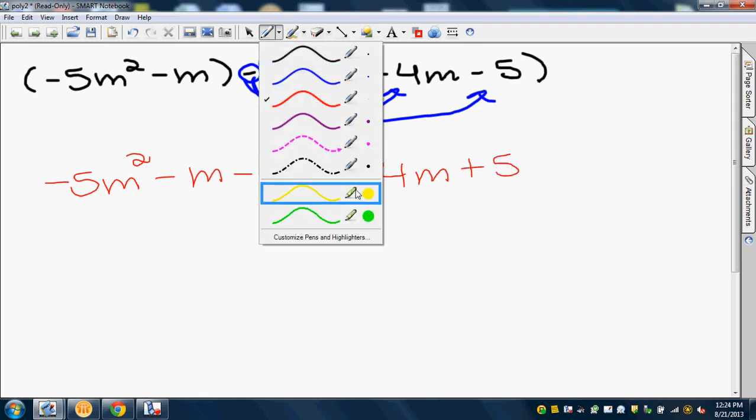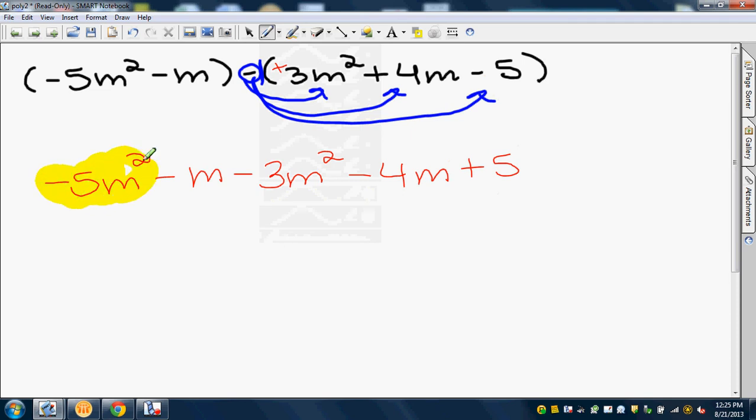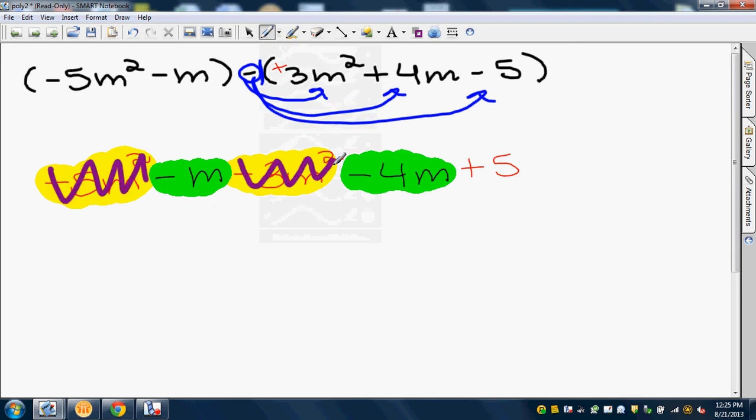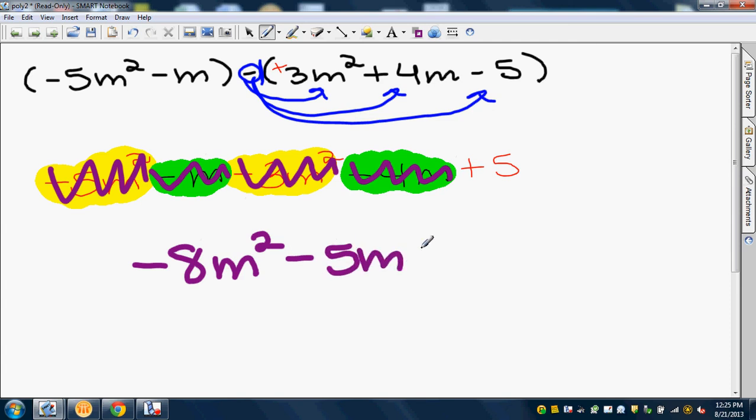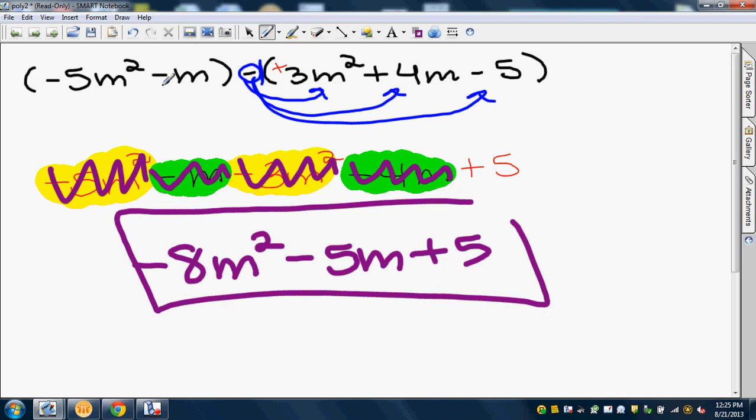So then it's going to be positive 5. Now I'm going to go through and see what like terms I have. I have a negative 5m squared, and I have a negative 3m squared. Then I have a negative m and a negative 4m. So those that are yellow are like terms, and those that are green are like terms. I have this constant here, and there's no other constants, so I'm not going to be able to combine that with anything. So for my answer, negative 5m squared minus 3m squared is negative 8m squared. Then negative m minus 4m is negative 5m. And then I'm left with plus 5. So this is the difference between this binomial and this trinomial.